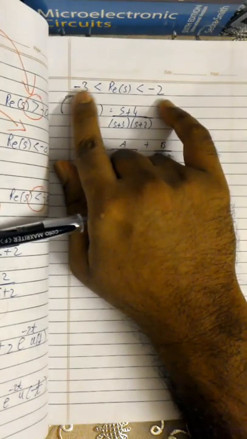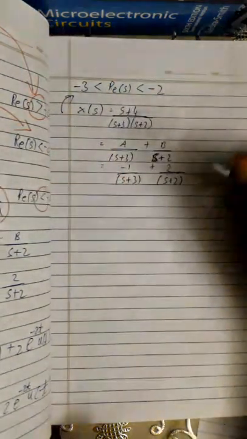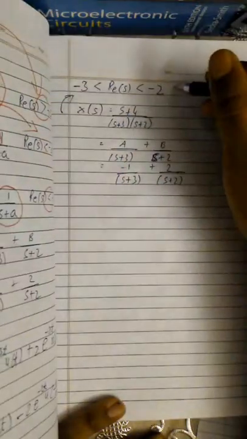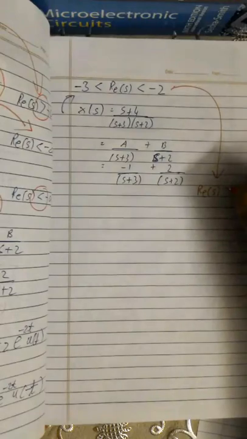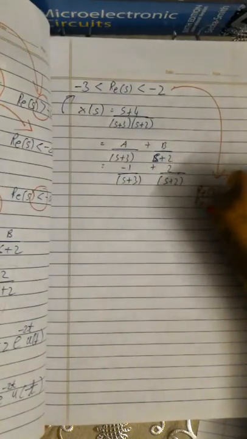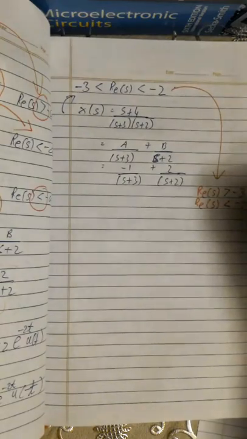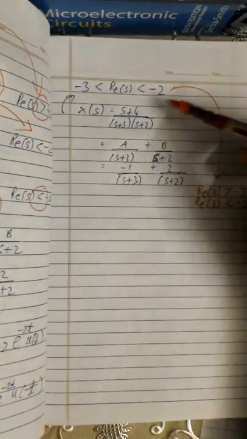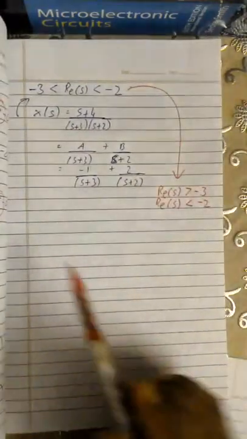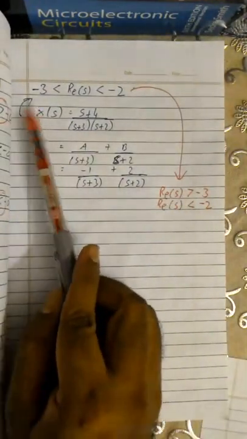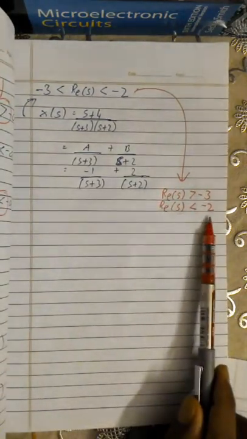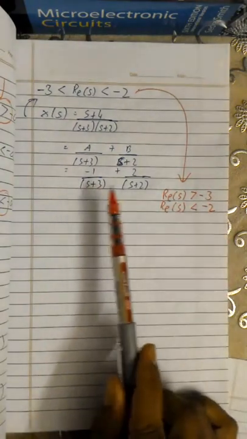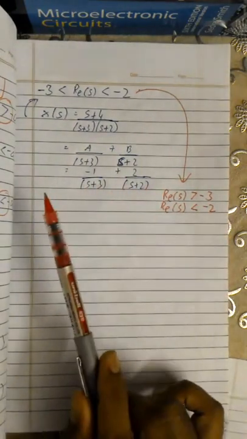The real part of s is between minus 3 and minus 2. In other words, this means the real part of s is greater than minus 3 and the real part of s is less than minus 2. That's what it means. So you can understand from here which one is right sided and which one is left sided.